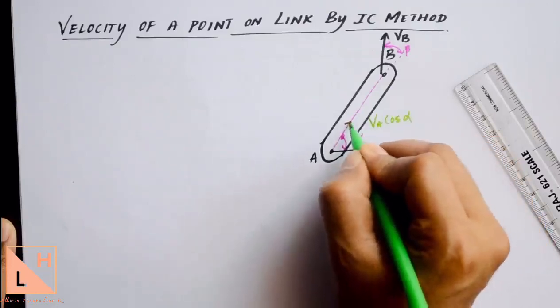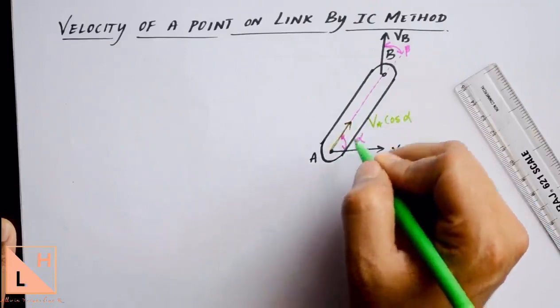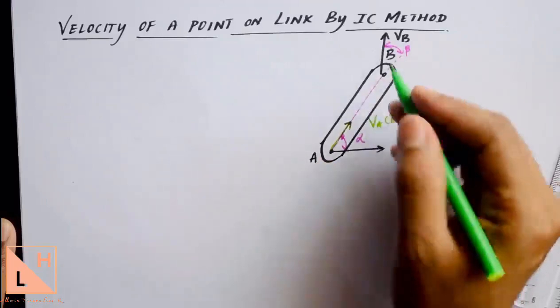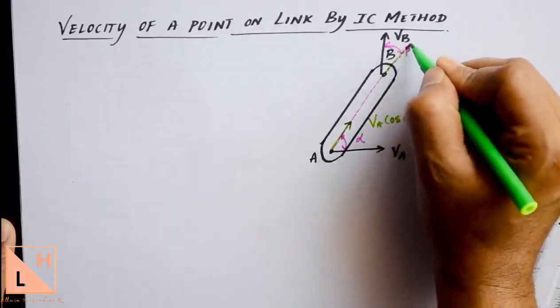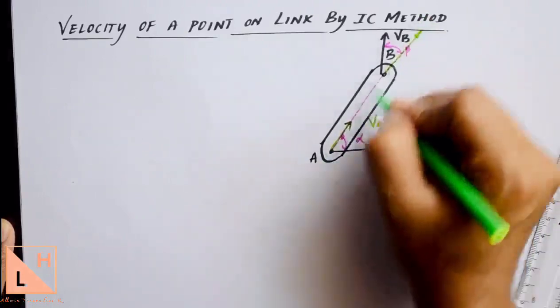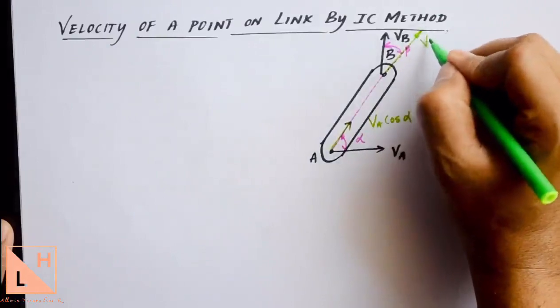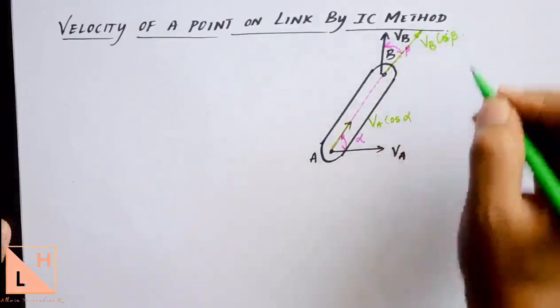That is the velocity that is acting along the direction of the link or along the length of the link. In the same manner, if we write the velocity component of VB acting along the line of the link, we will get it as VB cos beta.